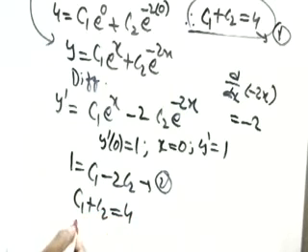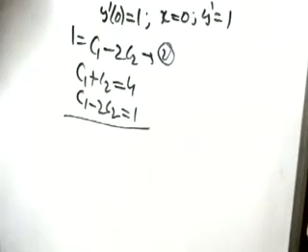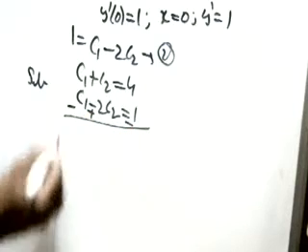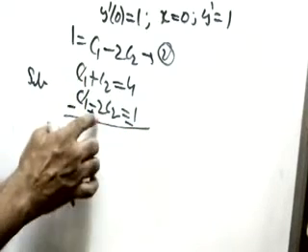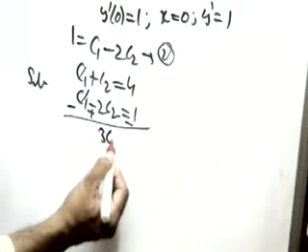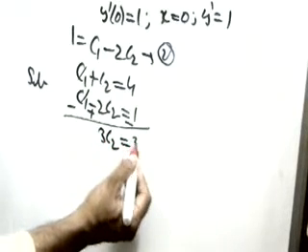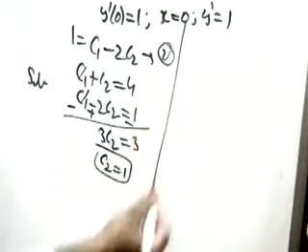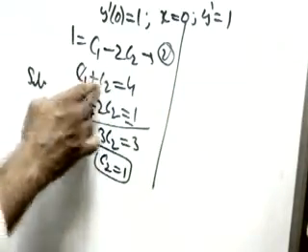Now the first one we have is c1 plus c2 equals 4, and the second one is c1 minus 2c2 equals 1. Now let me solve this. Subtract the second from the first: plus c1 minus c1 cancels, c2 plus 2c2 is 3c2 equals 4 minus 1, which is 3. 3 by 3 is 1, so c2 equals 1.